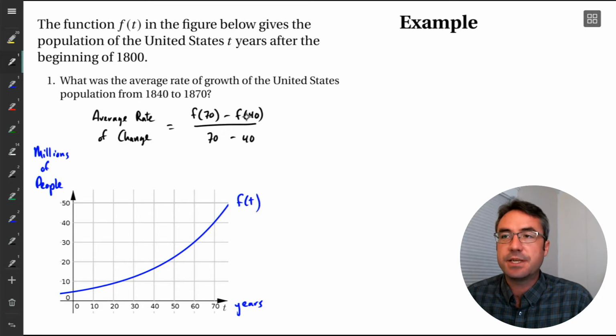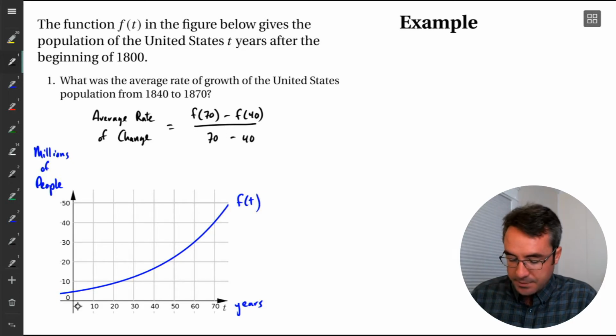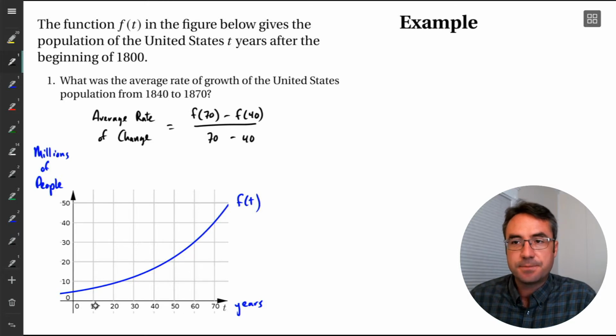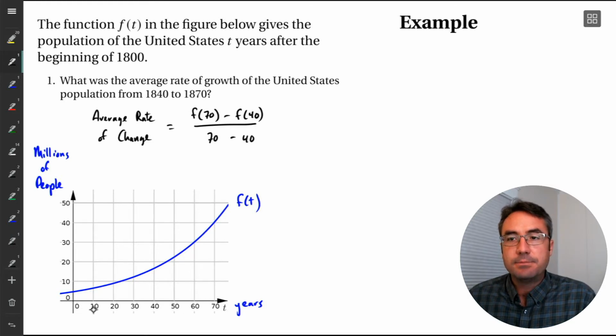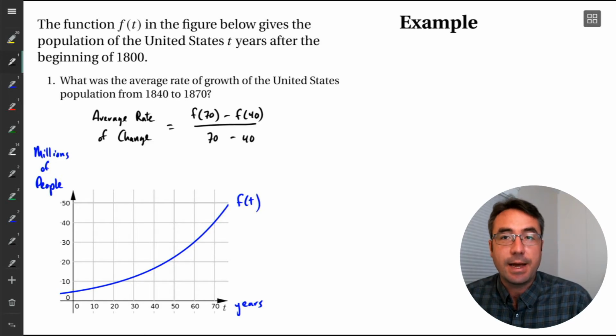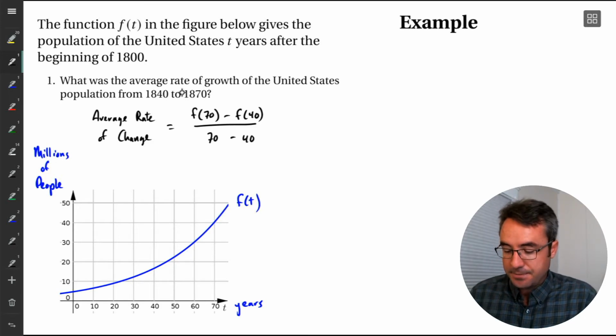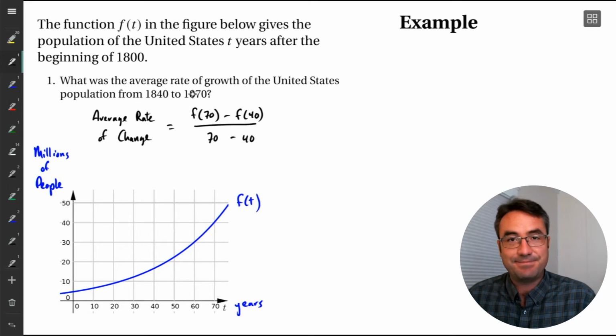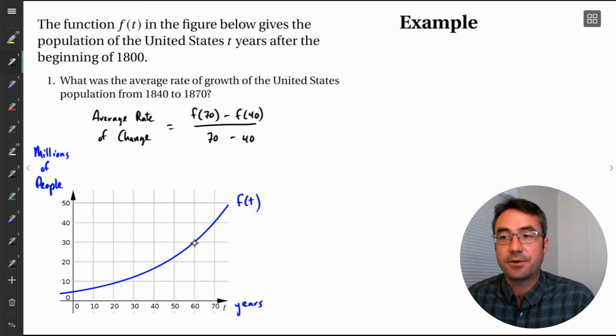Now, why are we using 70 and 40 here? Well, that's because of our time units. 70 represents the year 1870, and 40 represents the year 1840. That's because we're counting how many years, starting at 1800, we are at. So for instance, for 1870, that's 70 years beyond 1800, so that would be t equals 70.